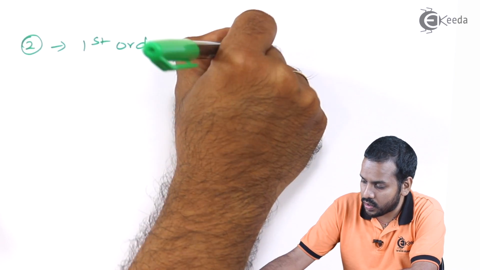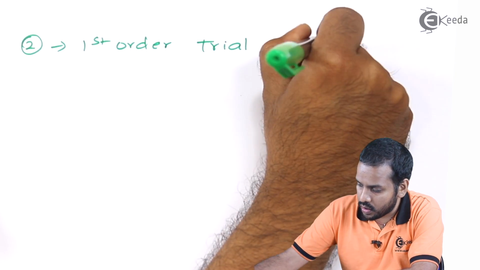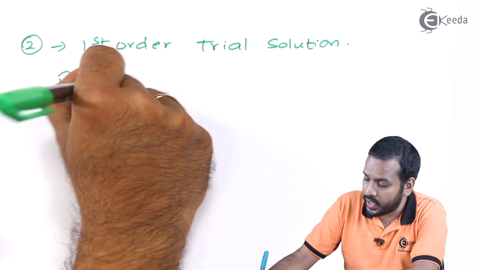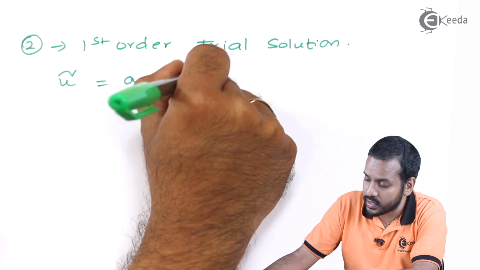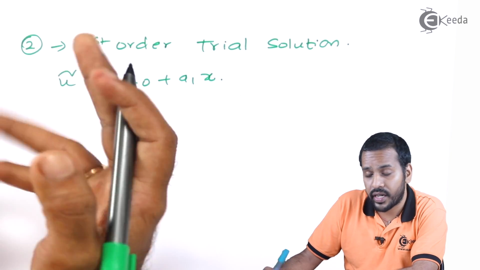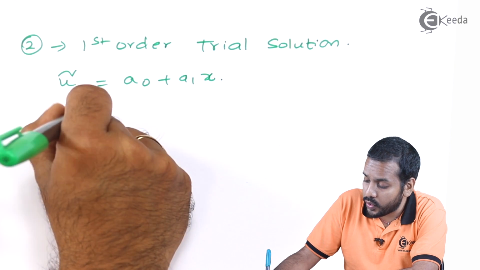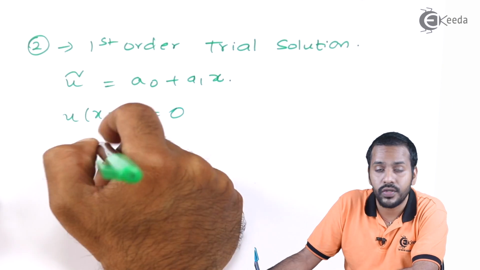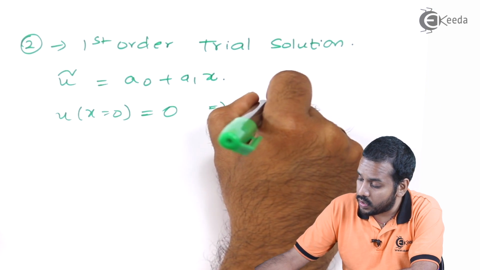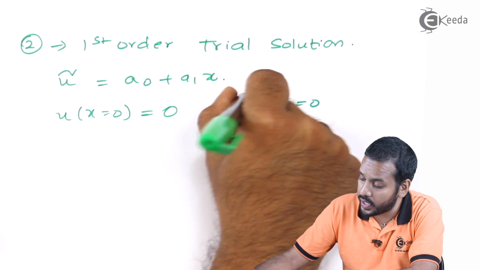First order trial solution. So that is, u tilde is given as a0 plus a1x. Now this has to satisfy our boundary condition. So what is that? u at x equal to 0 is equal to 0. That implies, what will you get? a0 equal to 0.